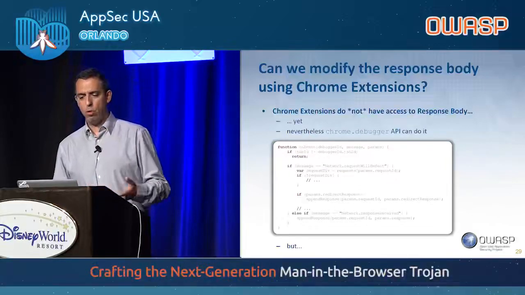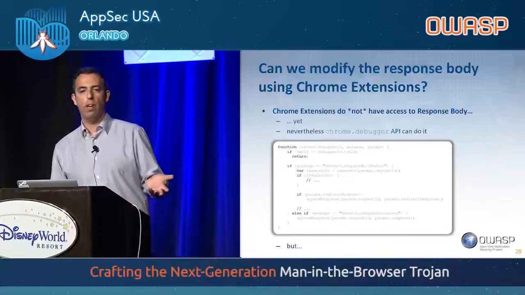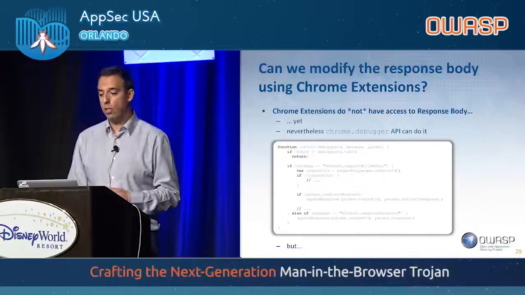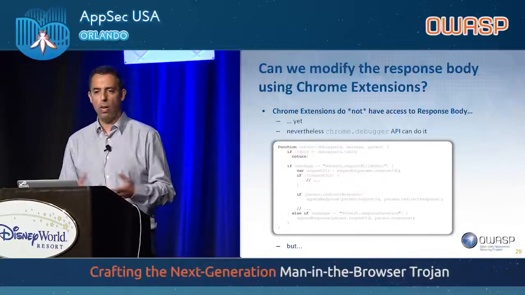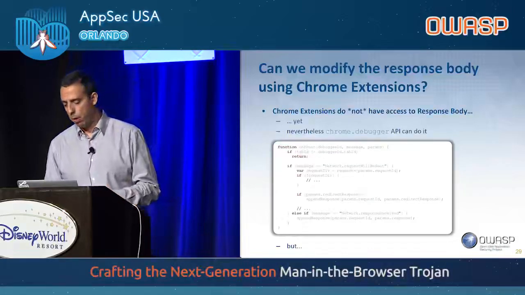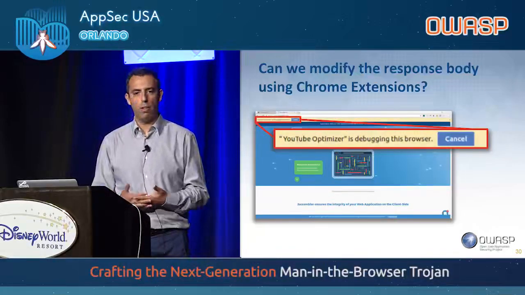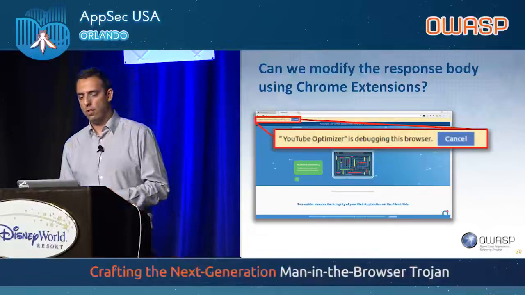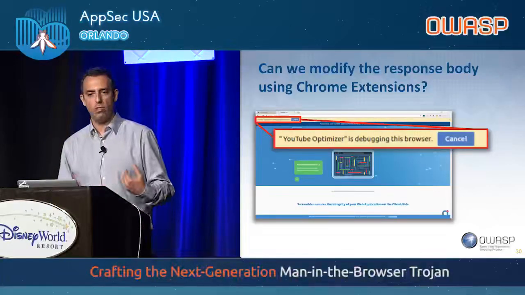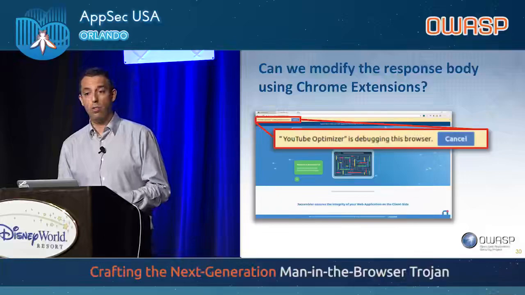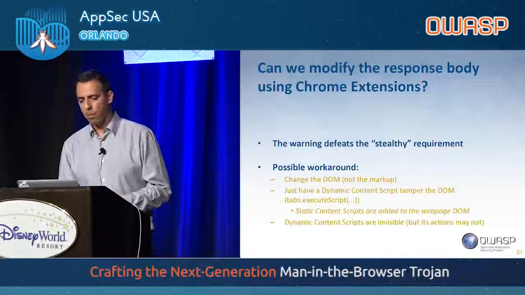But DevTools is able to modify the body, right? Everyone does it. It uses the debugger API, so we tried to do that as well. But the problem is, once you do that, since you are not DevTools, you see this. You see a bar just saying that our extension, which was called YouTube Optimizer, is debugging the browser. So this is a problem, obviously, because we have the requirement to be stealthy.